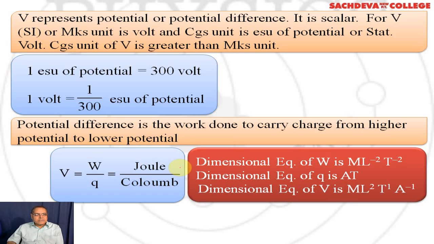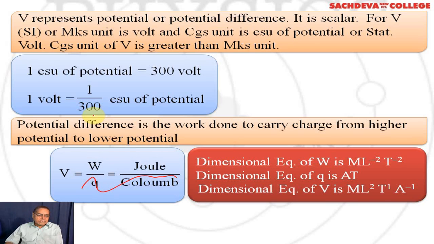One exceptional thing about this unit is that the CGS unit of potential is specifically greater than the MKS unit, as is clear from the relation: 1 ESU of potential is 300 volts, and 1 volt is 1 over 300 ESU of potential. Potential difference is the work done to carry charge from higher potential to lower potential. So if one point is at higher potential and the other at lower potential, the potential difference will be the work done to carry charge from higher potential to lower potential.